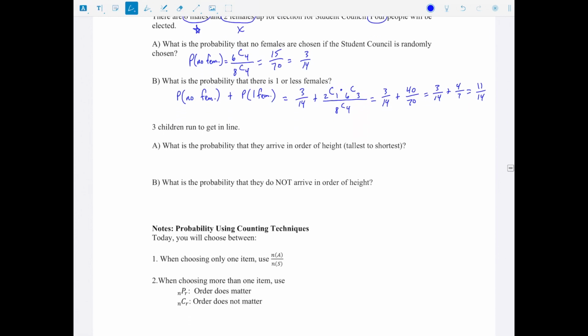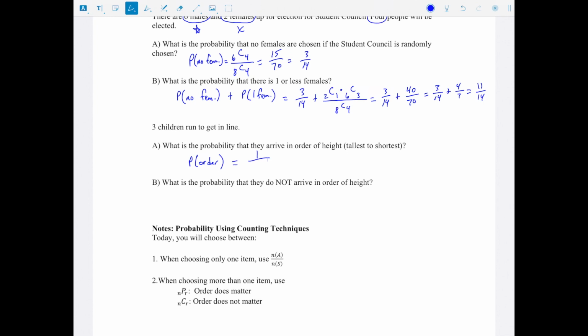Okay, next one. 3 children run to get in a line. What is the probability that they arrive in the order of height from tallest to shortest? So the probability of being in order, and we're assuming tallest to shortest. Well, there's only one way to get them in the right order, so that would be having them from the tallest to the shortest. So you'd have the tall person, the medium, and then the short.